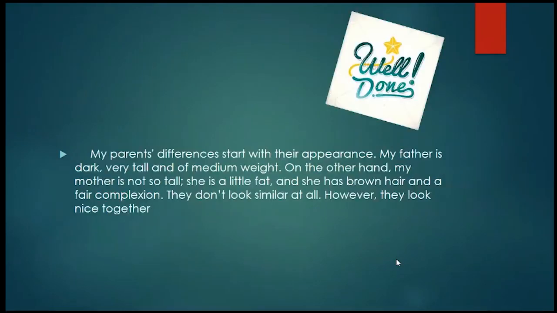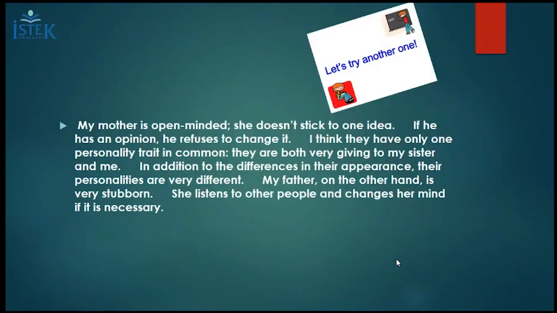My parents' differences start with their appearance. My father is dark, very tall, and of medium weight. On the other hand, my mother is not so tall. She is a little fat, and she has brown hair and a fair complexion. They don't look similar at all. However, they look nice together. If you got it right, well done. Let's try another one.